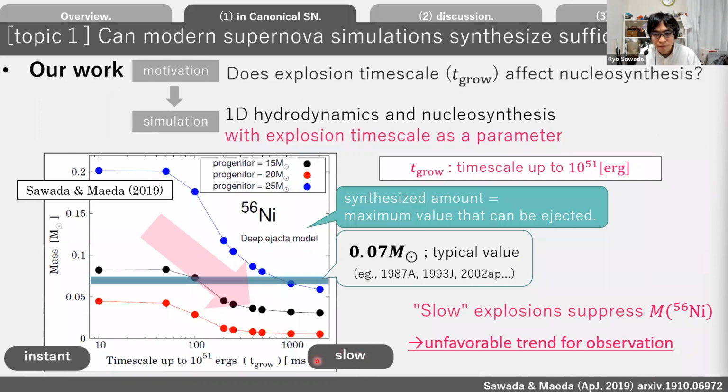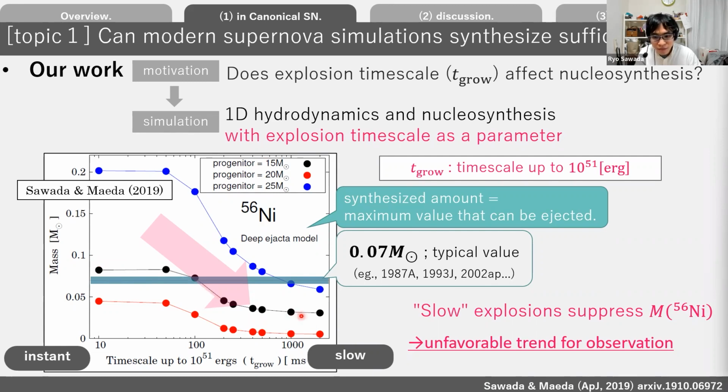And the result is here. The x-axis is the time scale of the explosion, and the y-axis is the synthesized nickel. The left side corresponds to the instant explosion model, and the right side corresponds to the slow explosion model. It is a little bit difficult to read this figure, so I will explain later. This plot is the amount of synthesized 56Ni, and not all of it will be ejected. So the figure shows the maximum amount of 56Ni that can be ejected in each model.